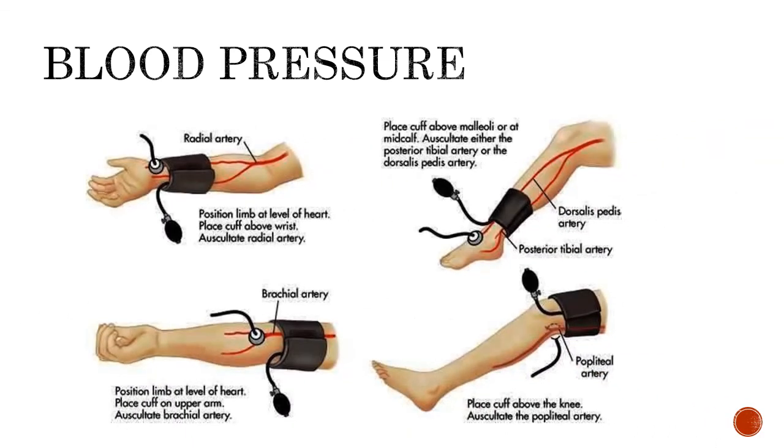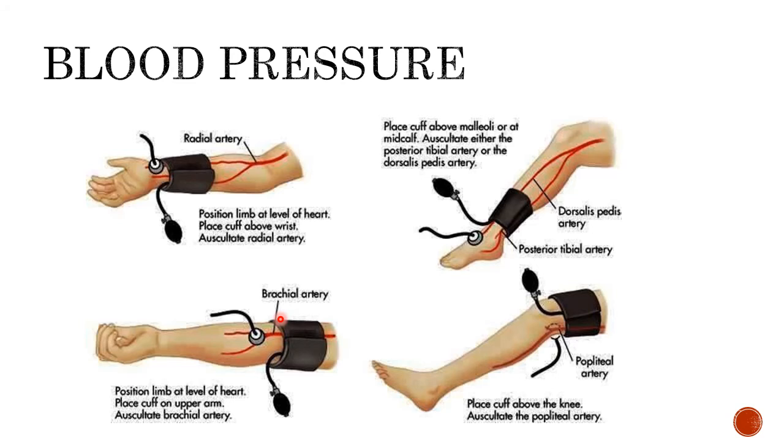There are several ways of taking the blood pressure, and the most common is the brachial artery. Position limb at level of heart and place cuff on upper arm and auscultate brachial artery. This is what I'm talking about, the brachial artery, where you position your cuff at the upper arm and you auscultate here at the brachial artery.